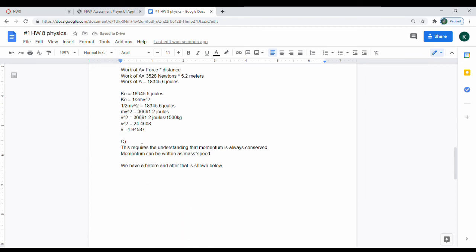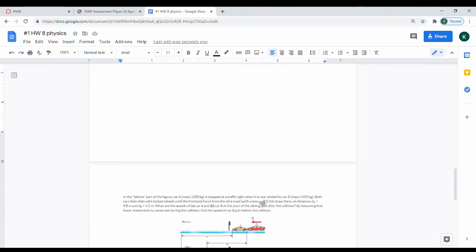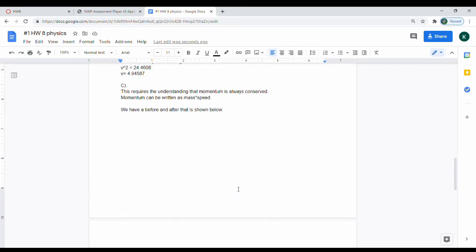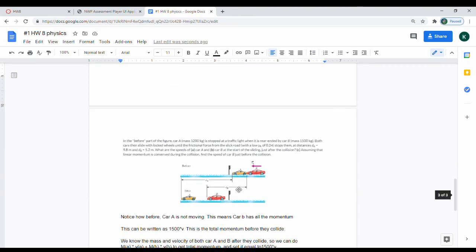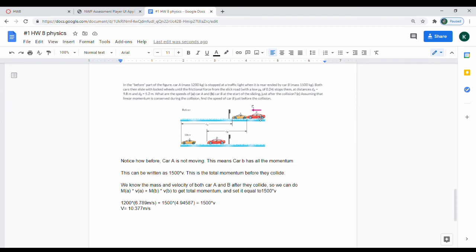And then for C, this question is asking, assuming that momentum is conserved, find the speed of the car just before the collision. So you see, at first, only B is moving, and after, B and A are moving. And we're told that linear momentum is conserved. Also, you should just assume this, because if they didn't tell you, this problem would be impossible to solve. But yeah, so we know that momentum is conserved.